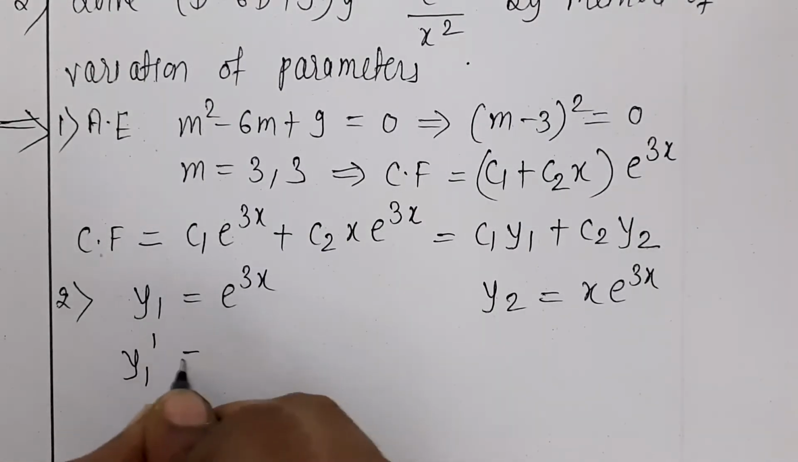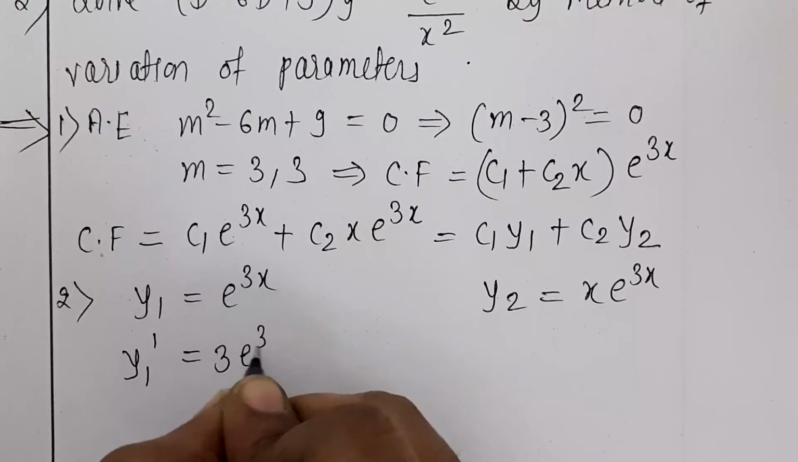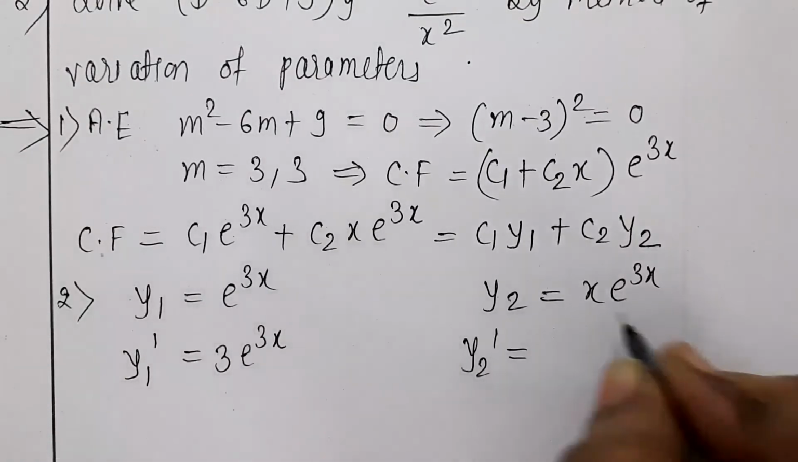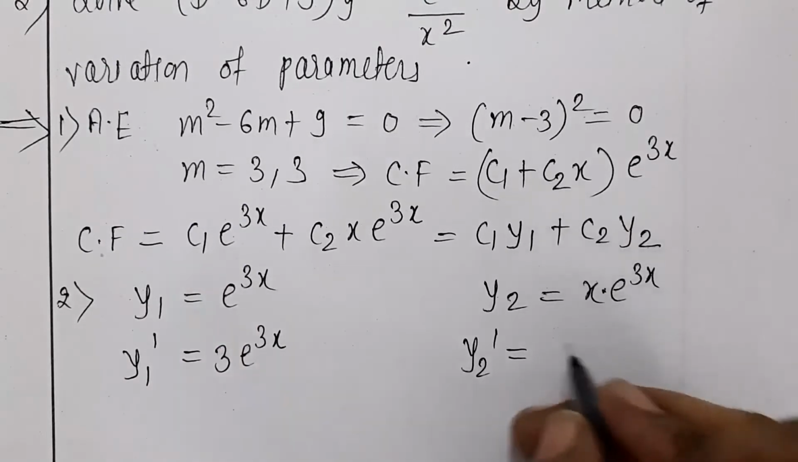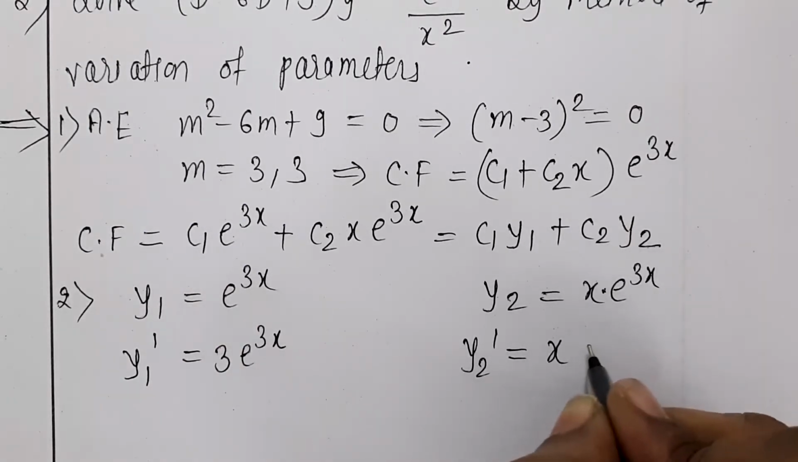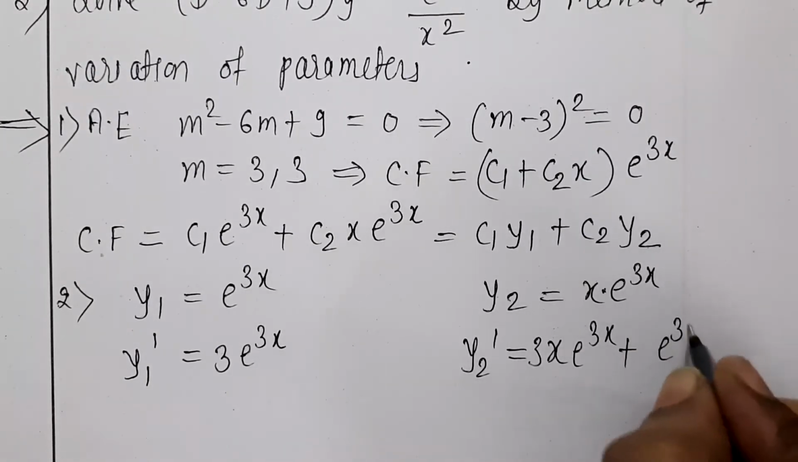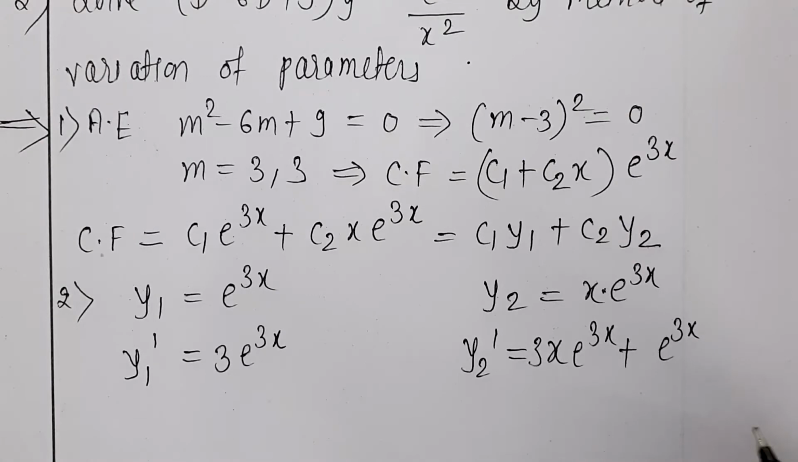So y1 dash is equal to 3 times e to the power 3x, and y2 dash is equal to, here two terms are there, so use the product rule. x into the derivative of e to the power 3x is 3 e to the power 3x, plus e to the power 3x as it is, the derivative of x is 1.